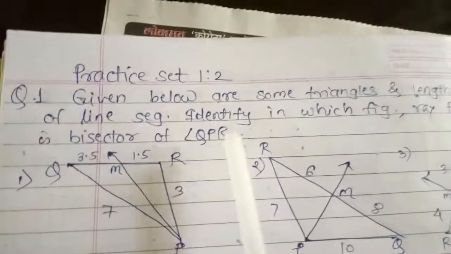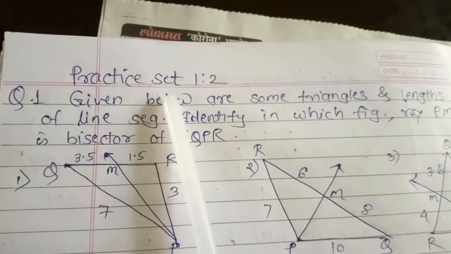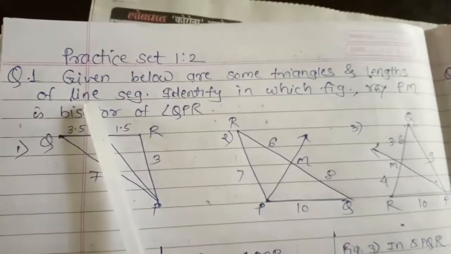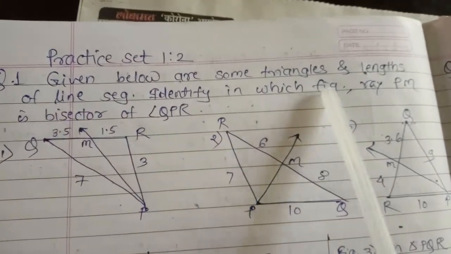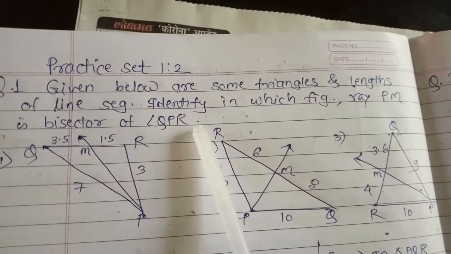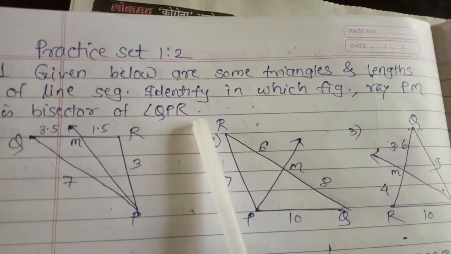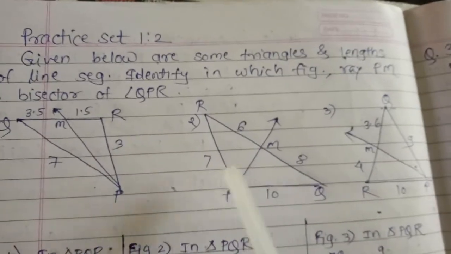Hello students, I am going to continue the chapter Similarity of 10th Standard, Practice Set 1.2. So question number 1: given below are some triangles and the lengths of the line segments. Identify in which figure the ray PM is the bisector of angle QPR. So we are given these three figures.